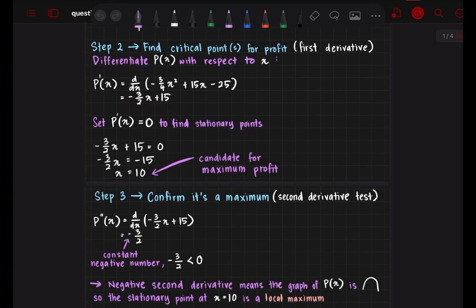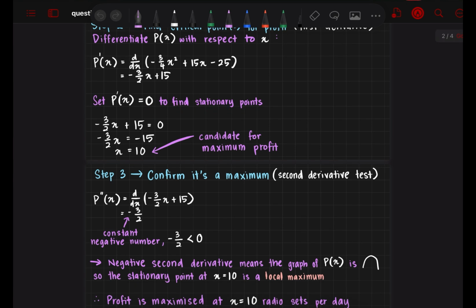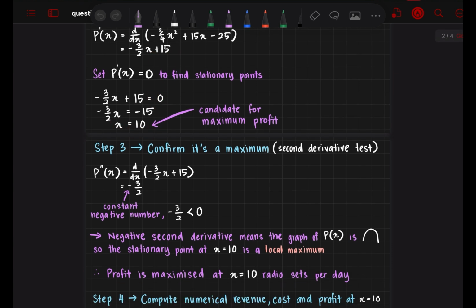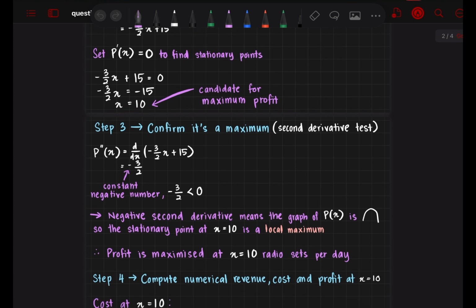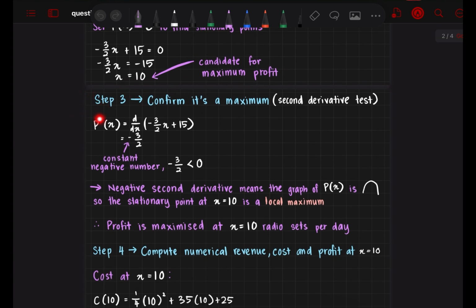And then we need to set the first derivative we just got to 0 to find the stationary points. So negative 3 over 2 x plus 15 equals 0, and then we will get x equals 10. So x equals 10 is the candidate for our maximum profit. Step 3, confirm it's a maximum. We use the second derivative test.